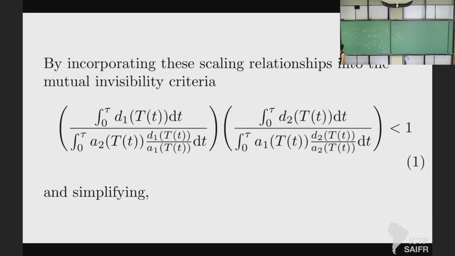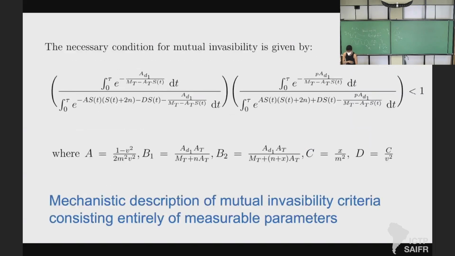So now what we do is we take those relationships, we substitute them into this equation, then we did a flood of algebra for many days, and then we compared, and one of us had missed an X, the other one had missed a Y, and then we worked it out, and we got this. That looks bad, right? The important thing though is it's a mechanistic description of the mutual invasibility criteria consisting entirely of measurable parameters.